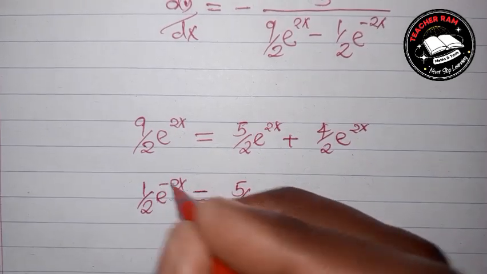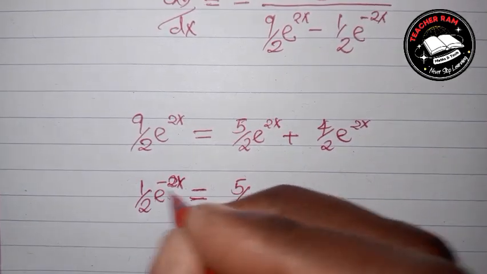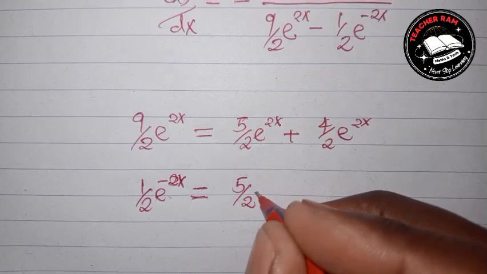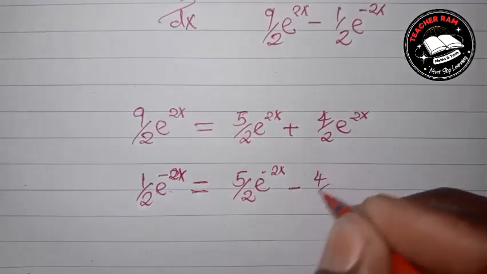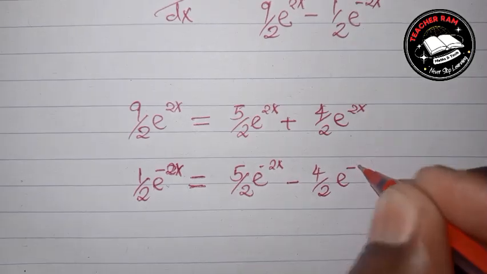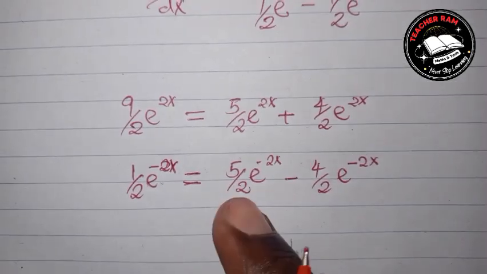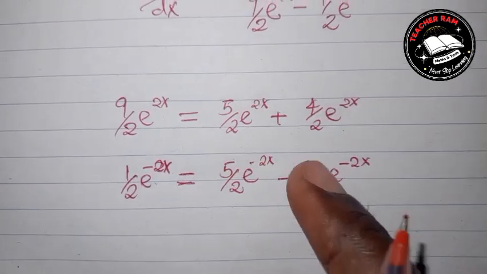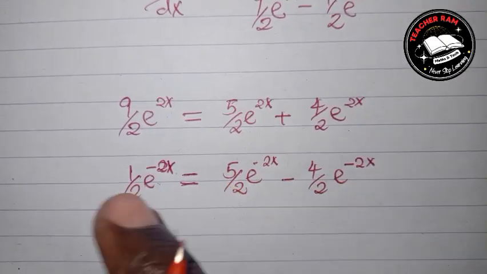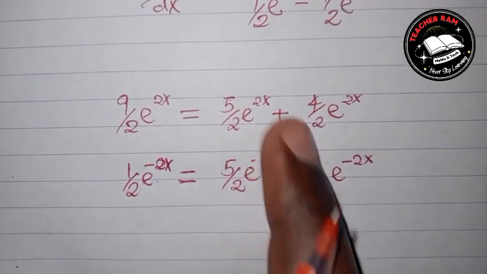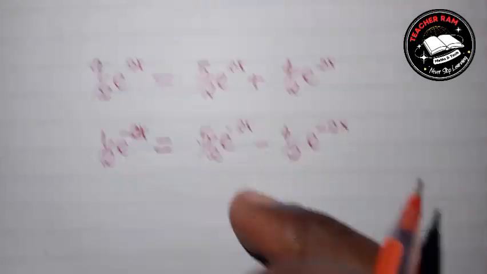Remember this one is negative, I forgot here, negative 2x, so 5 over 2 e power negative 2x minus 4 over 2 e power negative 2x, it is the same. 5 over 2, 4 over 2, the denominators are the same. 5 minus 4 is equal to 1, so it is 1 over 2, the same result.